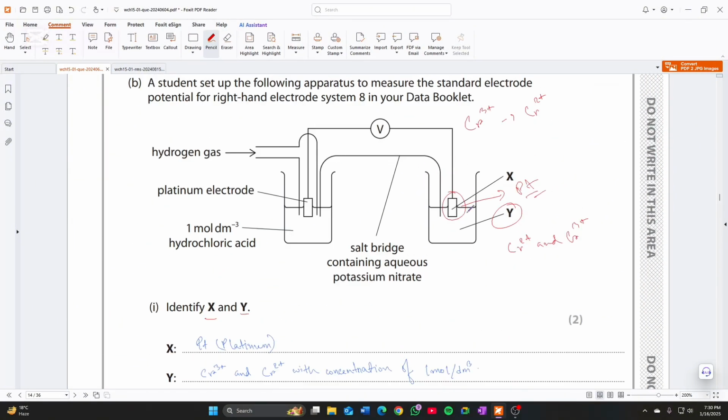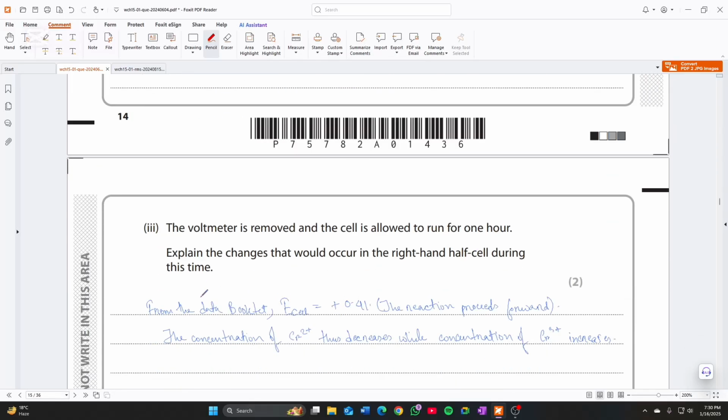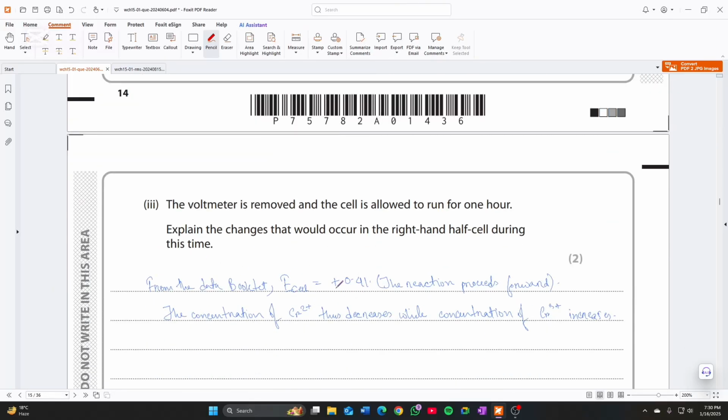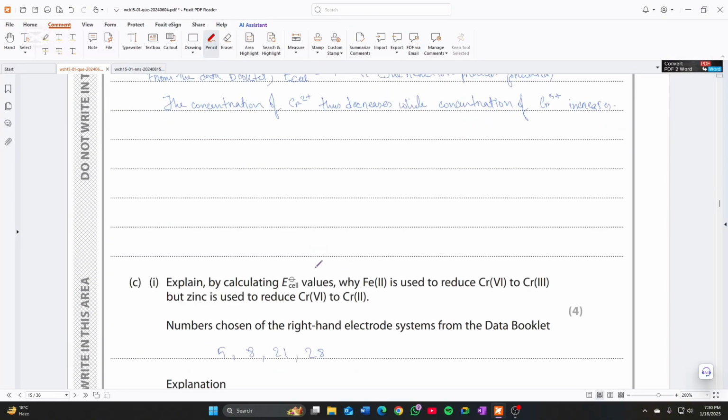In this electrode, the reduction of chromium is going on. Therefore, since the E cell is plus 0.41, the reaction proceeds forward. That means the concentration of chromium 2 plus ions is decreasing, so chromium 2 plus is converting into chromium 3 plus. Therefore, the concentration of chromium 2 plus will decrease, and the concentration of chromium 3 plus will increase.